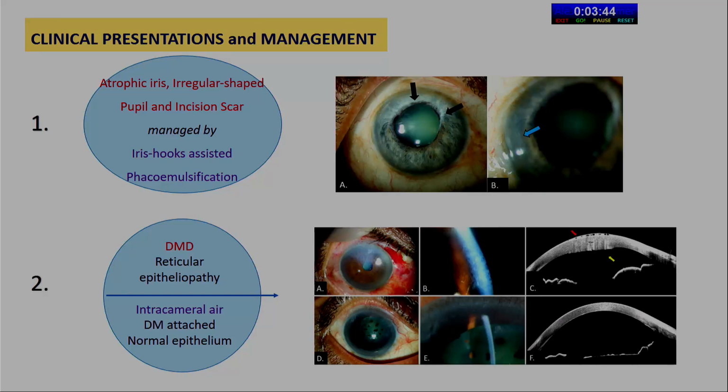The second case was a case of Descemet's membrane detachment with reticular epitheliopathy. This was the presenting feature. This is the zoomed image where we can appreciate the reticular epitheliopathy, and AS-OCT showed a Descemet's scroll. In the first stage we just injected intracameral air, and the epitheliopathy vanished and the edema settled down. This is the post-op image. Thereafter, in the second stage, the patient underwent cataract surgery.